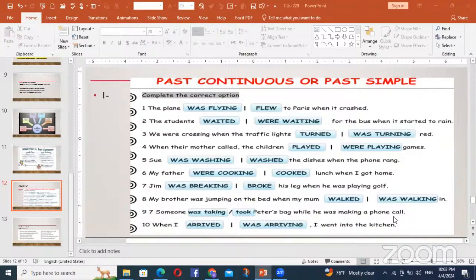Okay. So this is when I arrived, I went into the kitchen. You use was arriving because this is went in the past. So you are going to use the past continuous because this is the long action. No, it is not a long action Dina. Okay. But this one is in the past. So what's the problem? The other one is in the past. Past simple and the past simple. But we don't use it in the past continuous. Okay. Good. Okay.